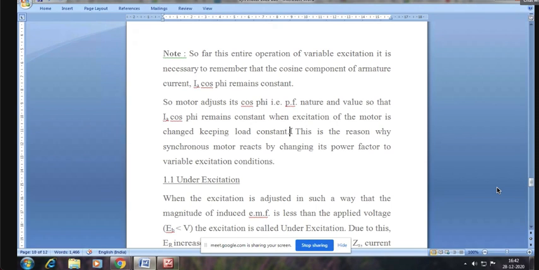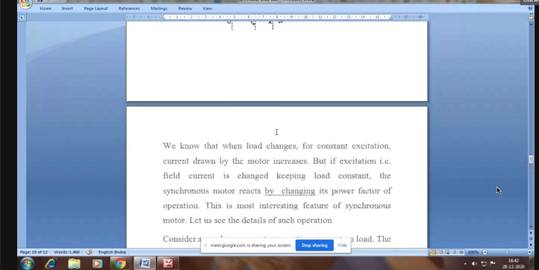What that means is, when we change excitation, you see, I will go to this. I'm referring to the second figure B, which we call under excitation. Here what happens is EBPH will be less than VPH, and hence the resultant EMF will be different. Is that clear here? Can you compare these two figures?